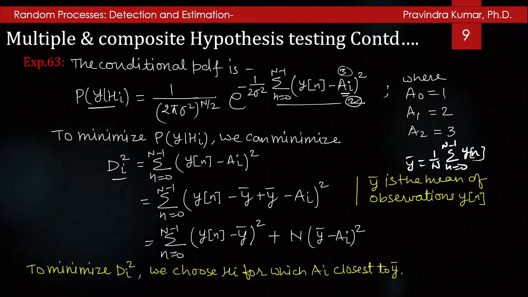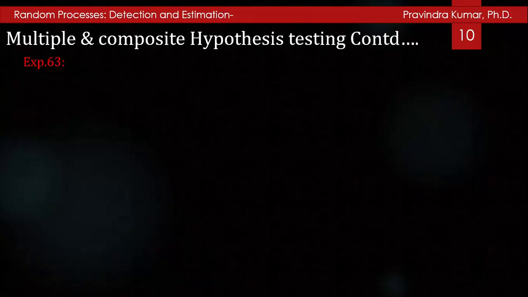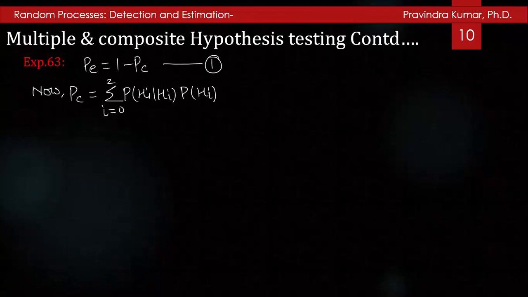And to minimize di square, we choose Hi for which ai is closest to y bar. So you know the probability of error is equal to 1 minus the probability of correct decision, and the probability of correct decision will be the summation from i equal to 0 to 2 of the conditional probability P(Hi given Hi) times the probability of Hi, this is for the correct decision.